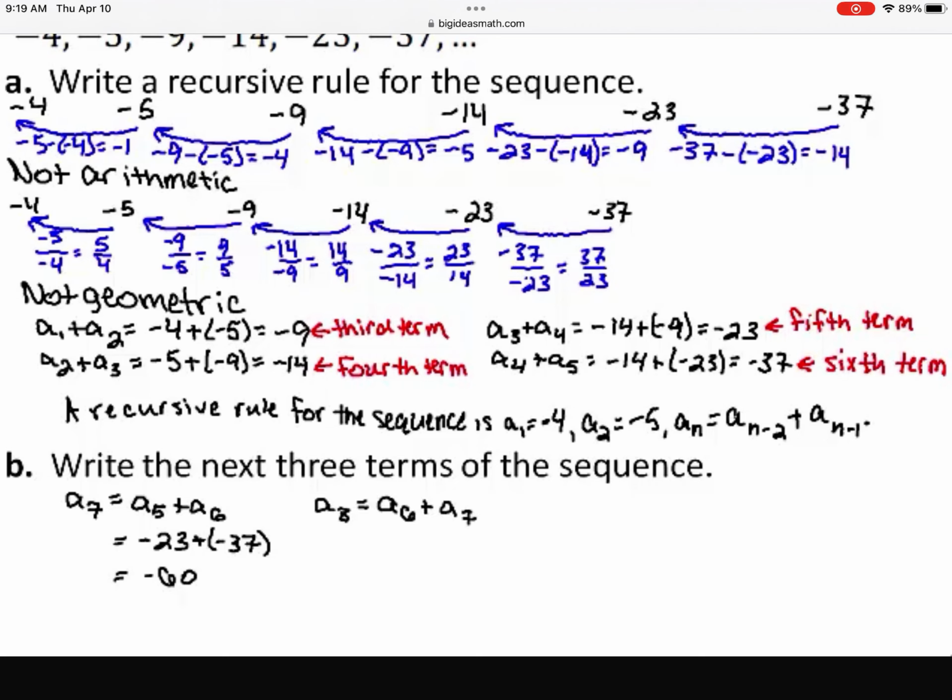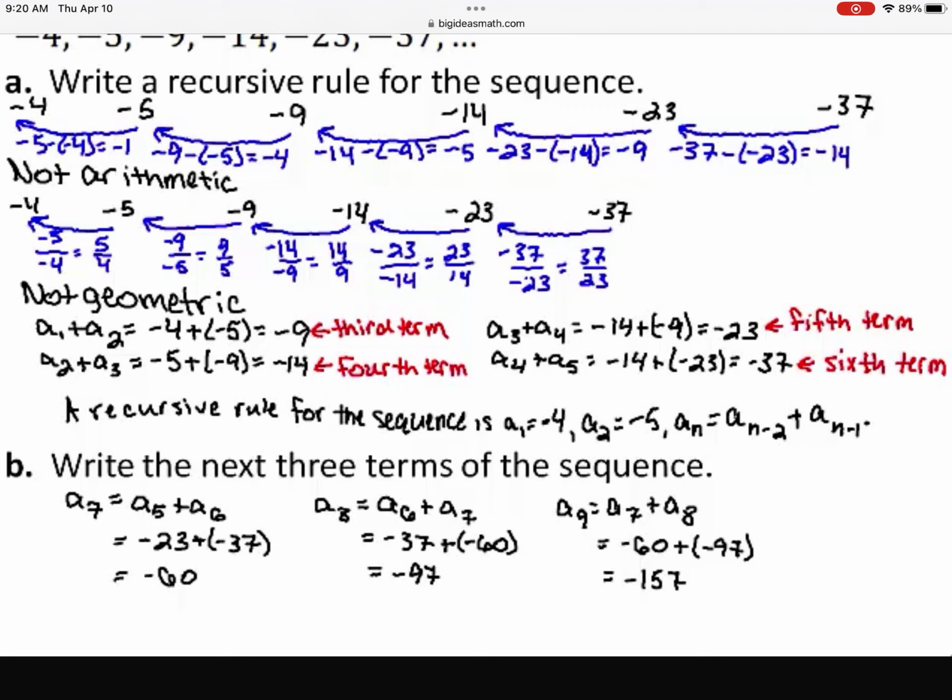A sub 8 equals a sub 6 plus a sub 7. A sub 6 equals negative 37 and a sub 7 equals negative 60. Negative 37 plus negative 60 equals negative 97. So a sub 8 equals negative 97. A sub 9 equals a sub 7 plus a sub 8. A sub 7 equals negative 60 and a sub 8 equals negative 97. Negative 60 plus negative 97 equals negative 157. So a sub 9 equals negative 157.